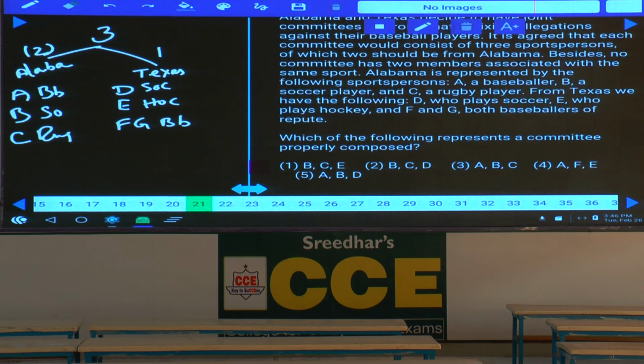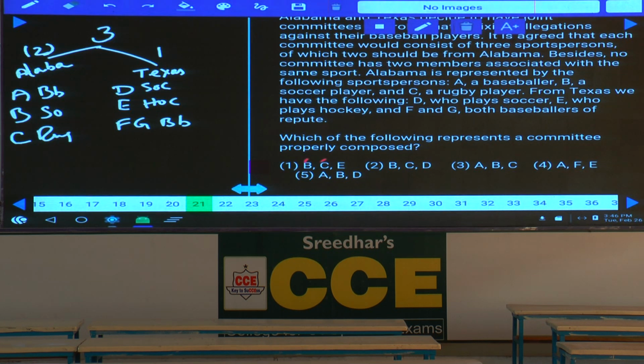Now, in these selection type questions, the final arrangement cannot be drawn. For each and every question, a separate condition will be given. According to that condition, we need to solve the problem. Okay? Now in question number 21, which of the following represents a committee properly composed? Among the following, which is the proper committee?